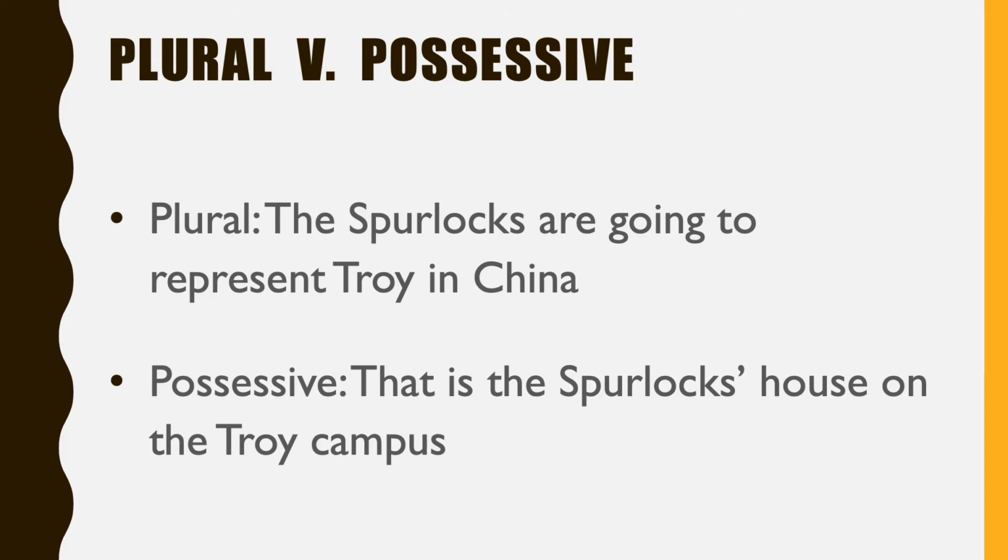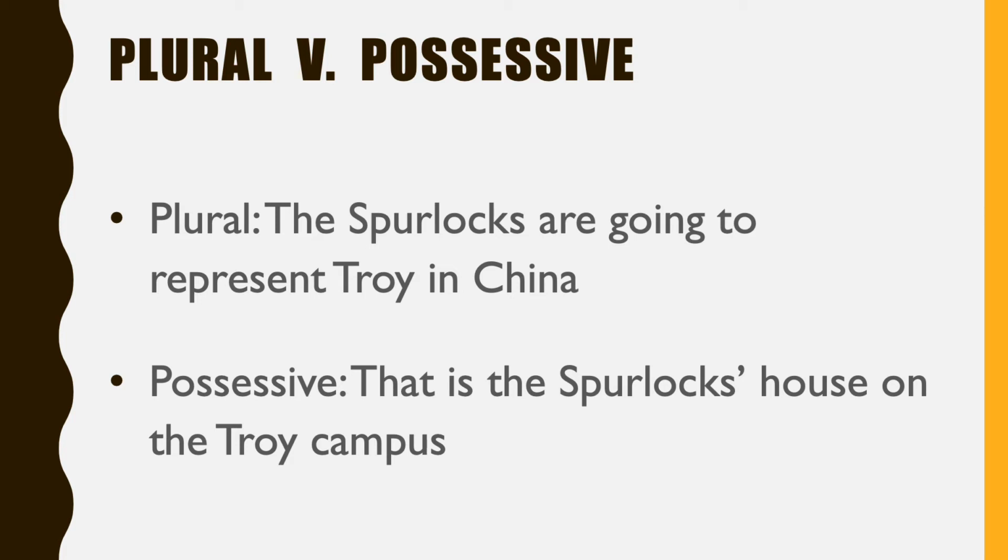The director of the Hall School of Journalism and Communication is currently Dr. Jeff Spurlock, and he is married to Dr. Amy Spurlock. So if I were implying that both of them were going to China, I would write, the Spurlocks are going to represent Troy in China, because both of them are going. So that means there's two, and I'm going to use plural. Plural is just adding an S to the end most of the time.